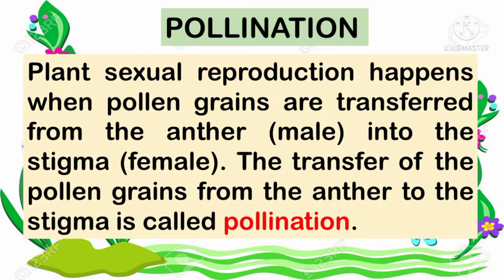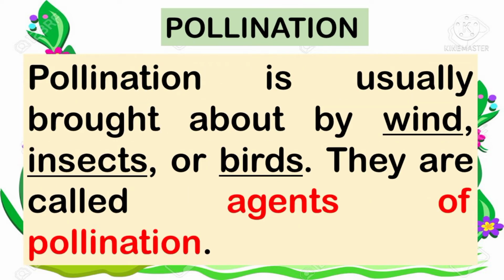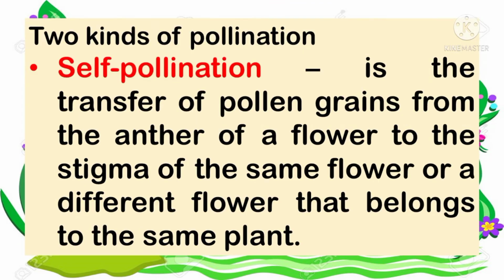The transfer of the pollen grains from the anther to the stigma is called pollination. Pollination is usually brought about by wind, insects, or birds. They are called agents of pollination. There are two kinds of pollination.